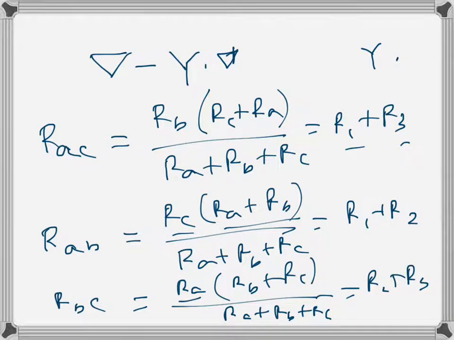We can see we have three equations here and three unknowns, R1, R2, R3. We have to find those three unknowns in terms of RA, RB, RC.